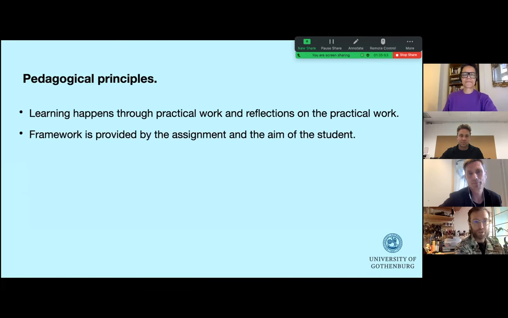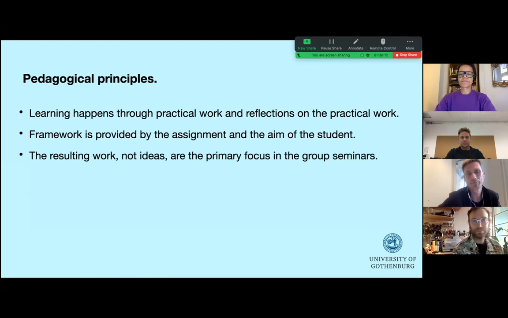And the framework, and with framework, we mean what makes it clear for the students what to produce. That is, of course, the assignments, but it's also very much controlled by the expressed aim of the students themselves. And we discuss the resulting work, not the specific ideas. The resulting work is the primary focus that we speak about in the group seminars.